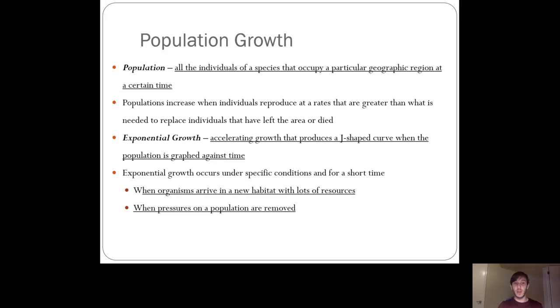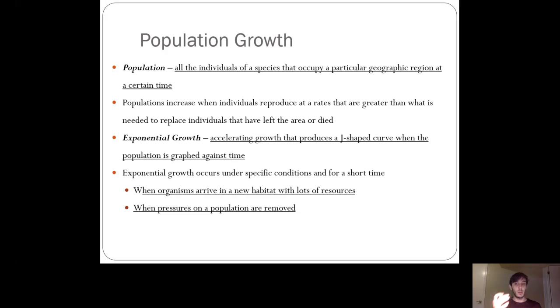Now, we're going to talk about something called exponential growth, which, if you have been paying attention to the news, then you know something about exponential growth. And what exponential growth means is it's accelerating growth. It's growth that produces a J-shaped curve. And I've got a picture on a later slide that I'm going to show you.